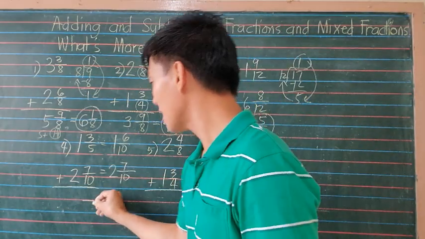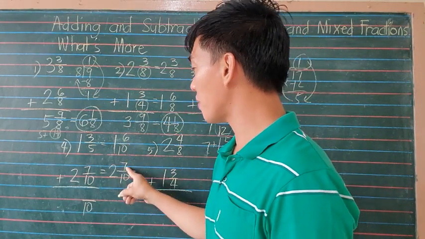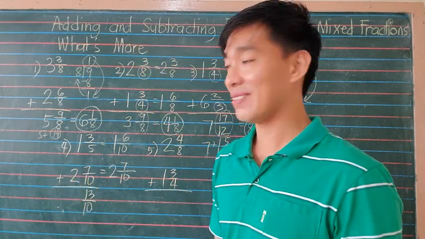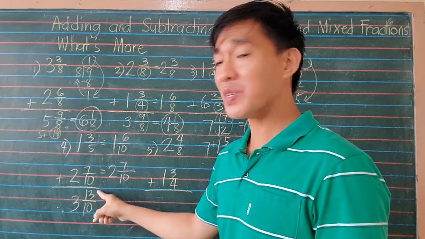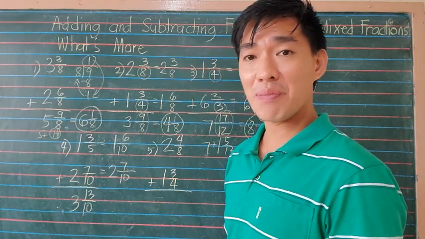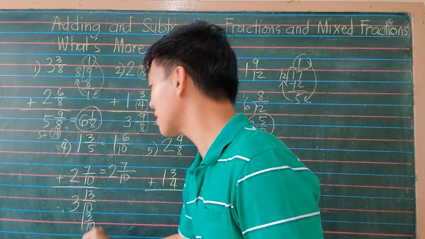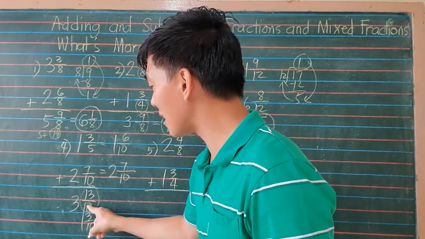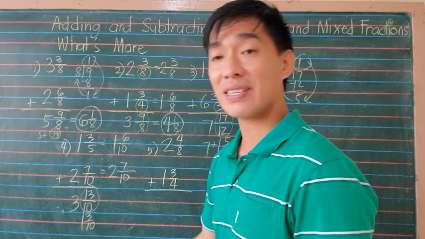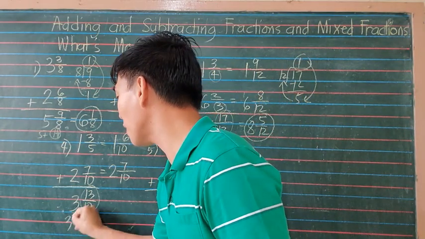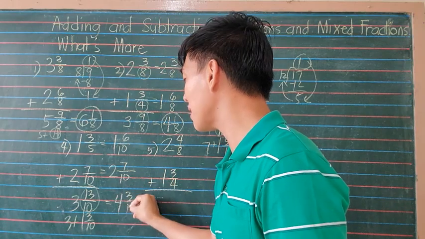In this case, you copy the common denominator 10, then you add the numerators, so that is equal to 13. So add also the whole number, which is 3. However, 13 tenths here is an improper fraction. So we could change it into 1 and 3 tenths. Because how many 10 are there in 13? That is equal to 1. Then the remainder is 3. Then copy 10. So if you will add them, the final answer will become 4 and 3 tenths.